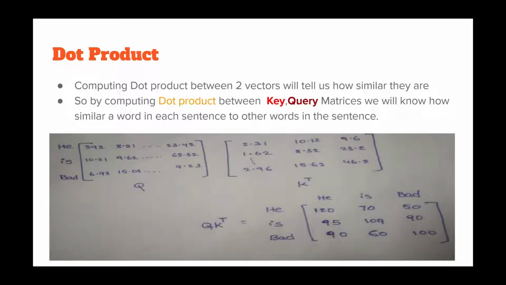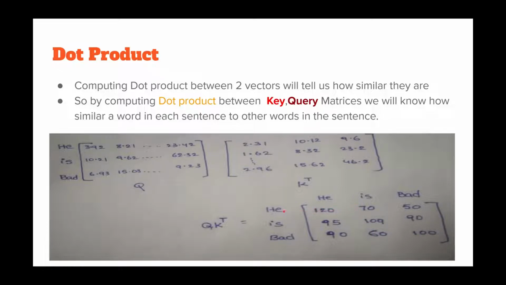If you look at the following picture, let's say "he is bad". This is the query matrix for the same sentence, "he is bad". This is the key matrix. Now we have to do the dot product, so we will do Q dot K transpose. Now we will get a matrix. If you look at the bottom matrix carefully, it is now a 3 by 3 matrix.